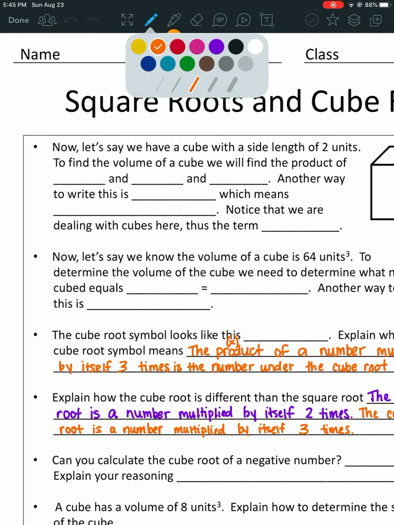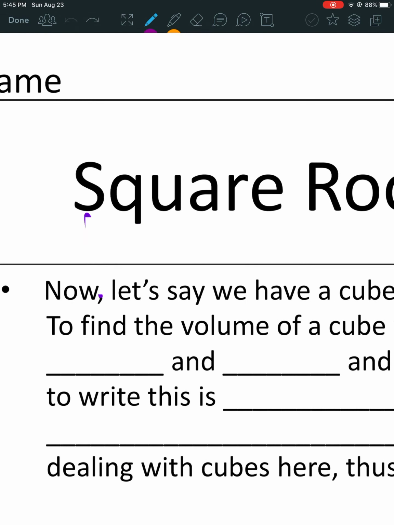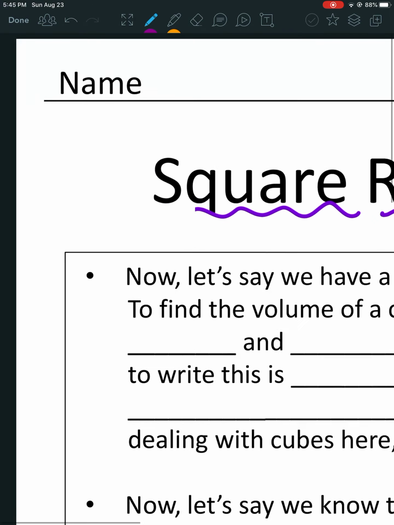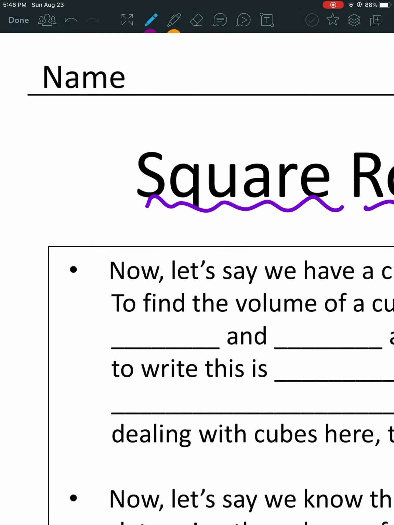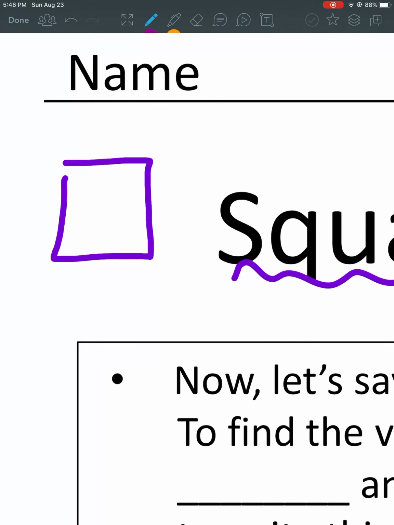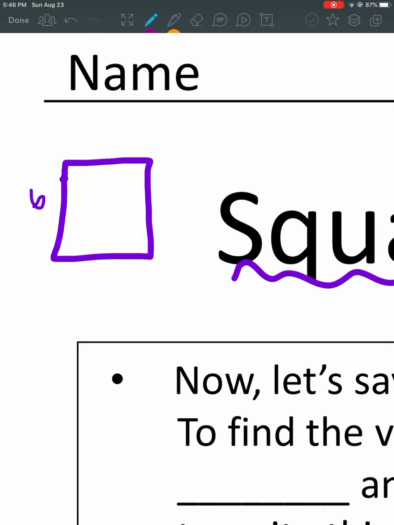Everything in purple is what I'm going to be talking about with square roots. So square roots, we actually talked about last week, and we did squares and square roots. So I want to talk about why we call them squares and square roots. So up here in the corner on your notes, I want you to draw a square. So a square, we know, has all the same side measurements. So let's take, for instance, a square with side lengths of 6.